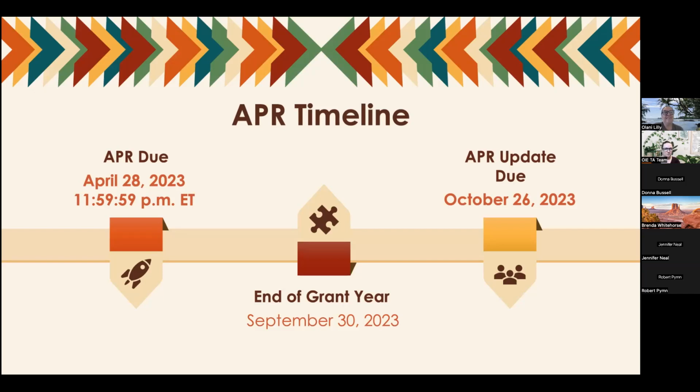So here is that entire APR seasonal timeline. Again, your APR is due April 28th, 2023. The end of the grant year for this year is September 30th, 2023. And your APR update is due October 26th. And we'll be getting into what that APR update is further in our webinar.